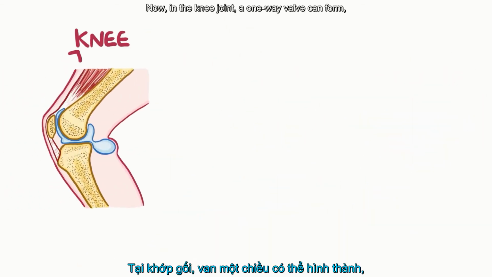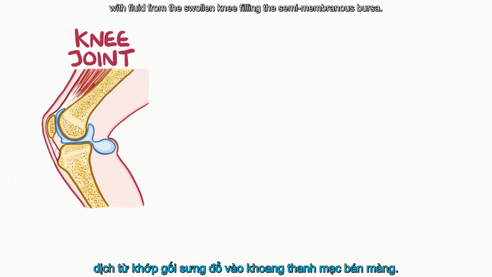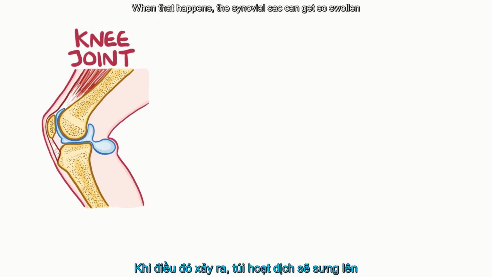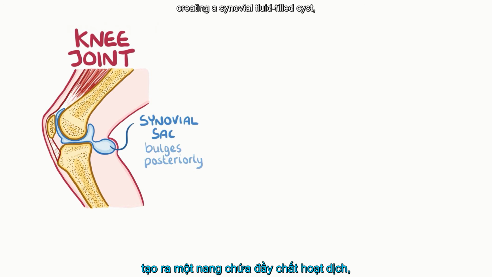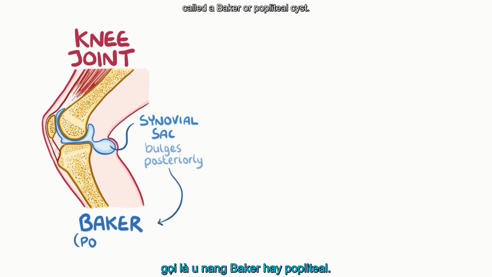Now, in the knee joint, a one-way valve can form, with fluid from the swollen knee filling the semimembranous bursa. When that happens, the synovial sac can get so swollen that it bulges posteriorly into the popliteal fossa, creating a synovial fluid-filled cyst, called a Baker or popliteal cyst.